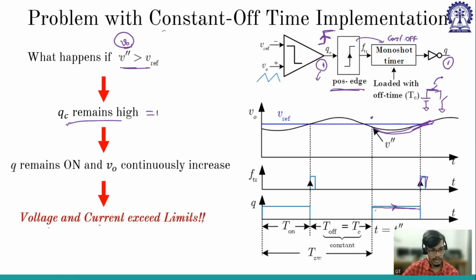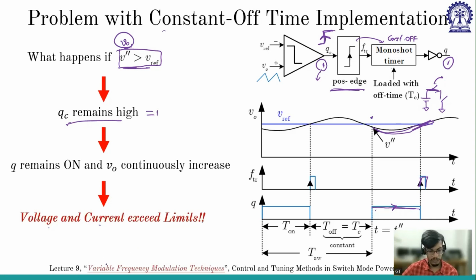So when this situation happens, we need minimum on time. This has already been discussed in lecture 9. If you want more details, you can go through this link. The link I have embedded in the text. So that's why we need minimum on time.